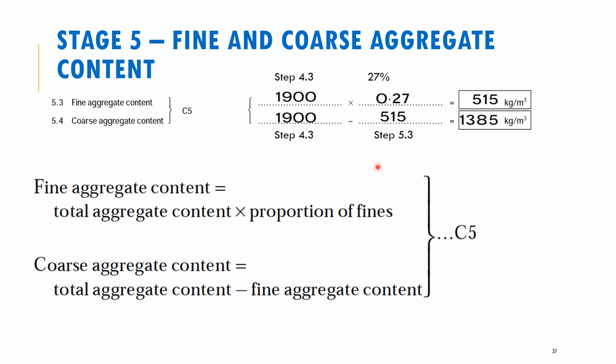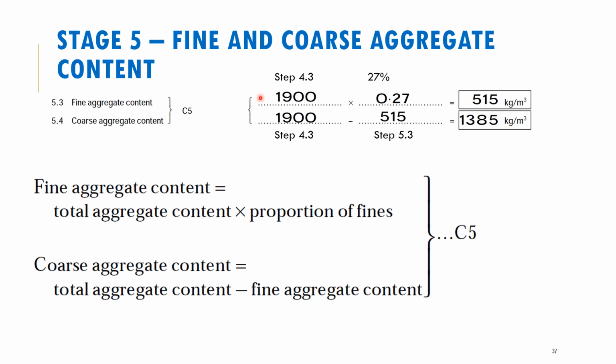Steps 3 and 4 are associated with the fine and coarse aggregate respectively. Now the guideline says that I have to refer to equation C5. I have extracted equation C5 for you. For fine aggregate content, it says that it's the total aggregate content multiplied by the proportion of fines. In order to get the coarse aggregate content, I have to know what my total aggregate content is from a previous step, minus my fine aggregate content, which I would have calculated from this equation over here.